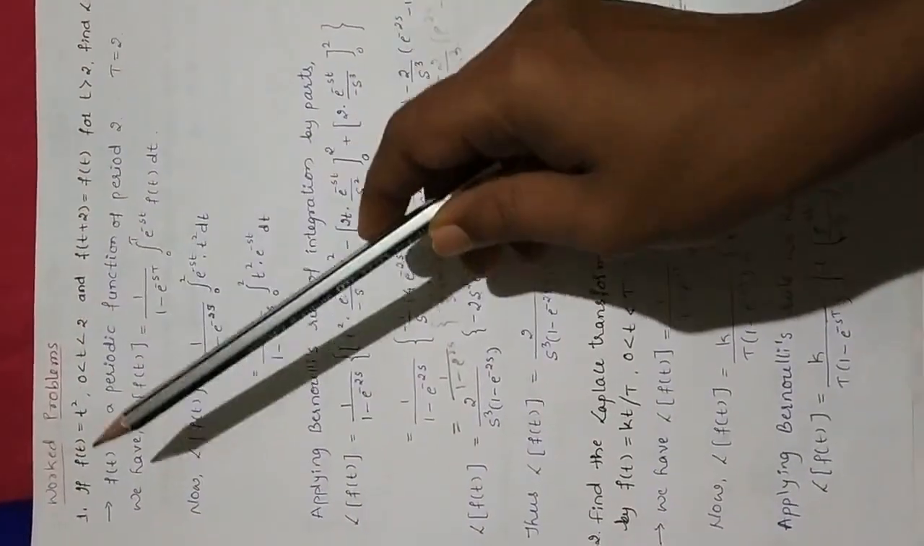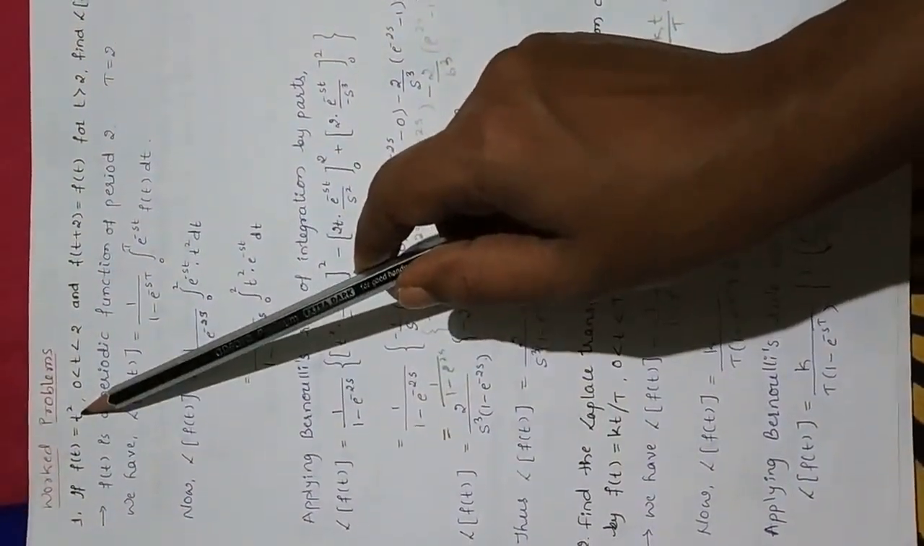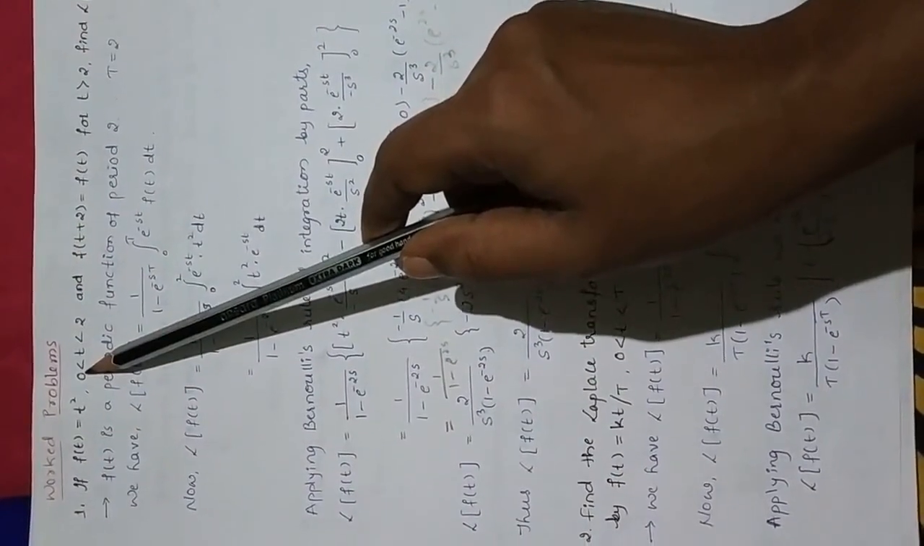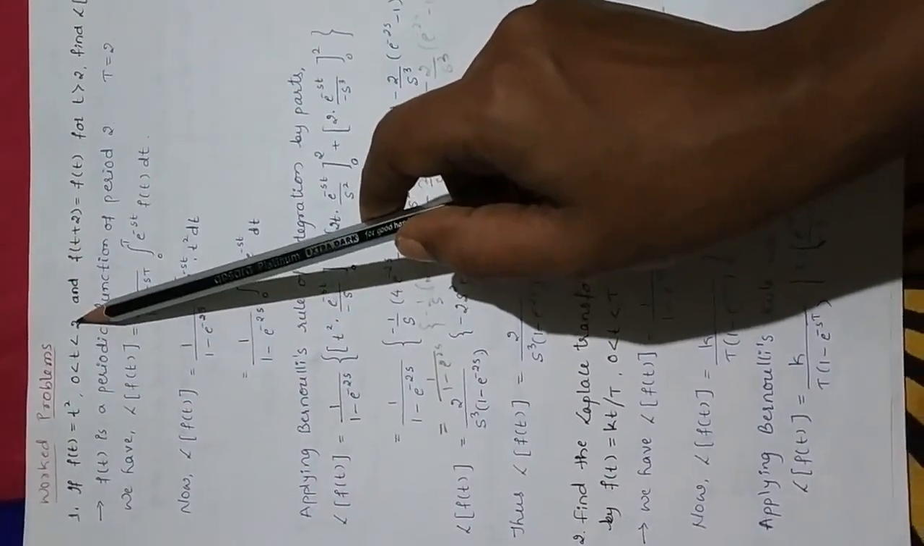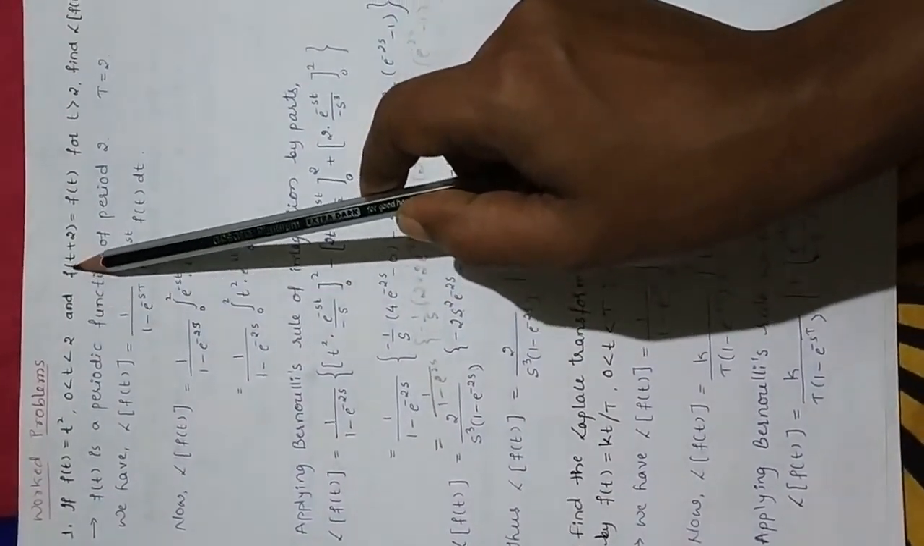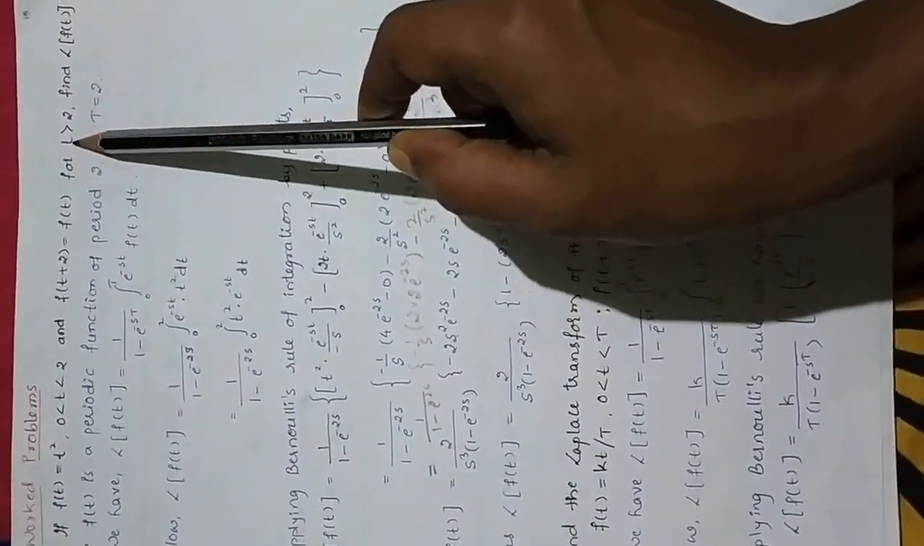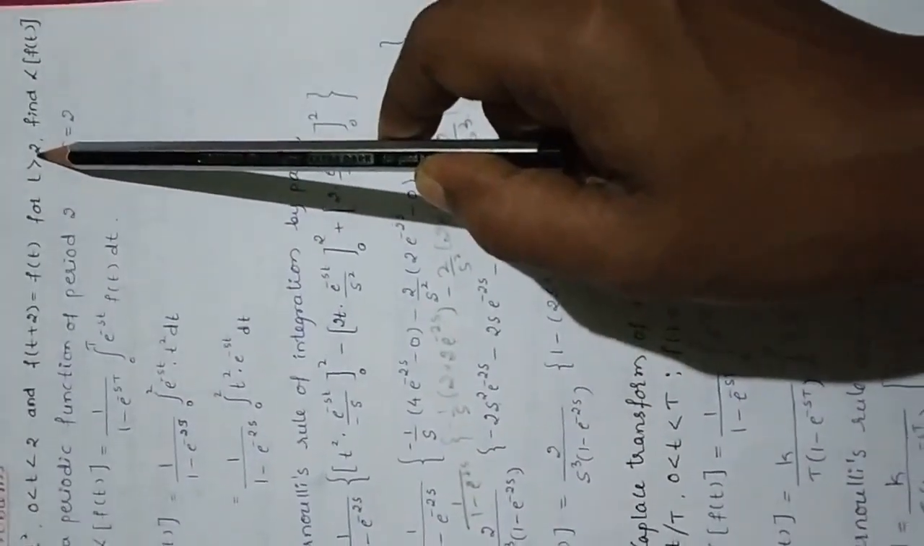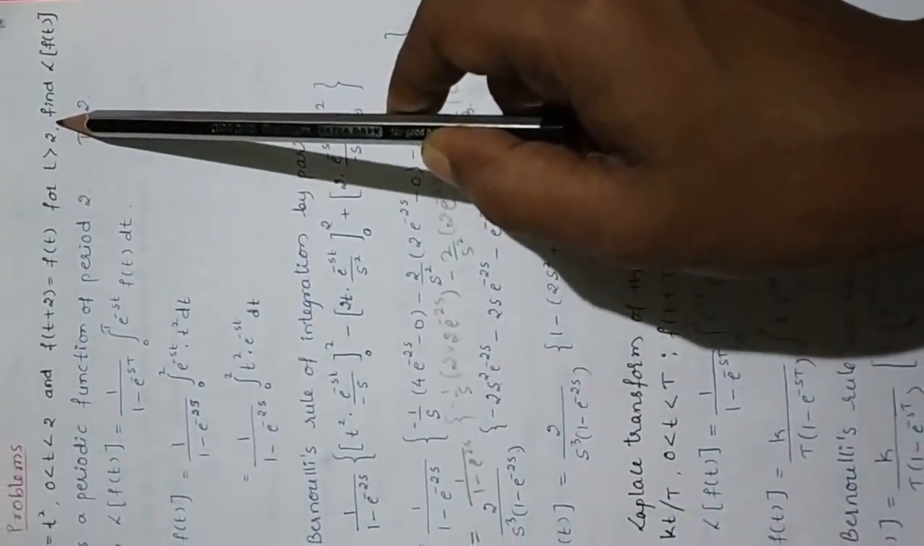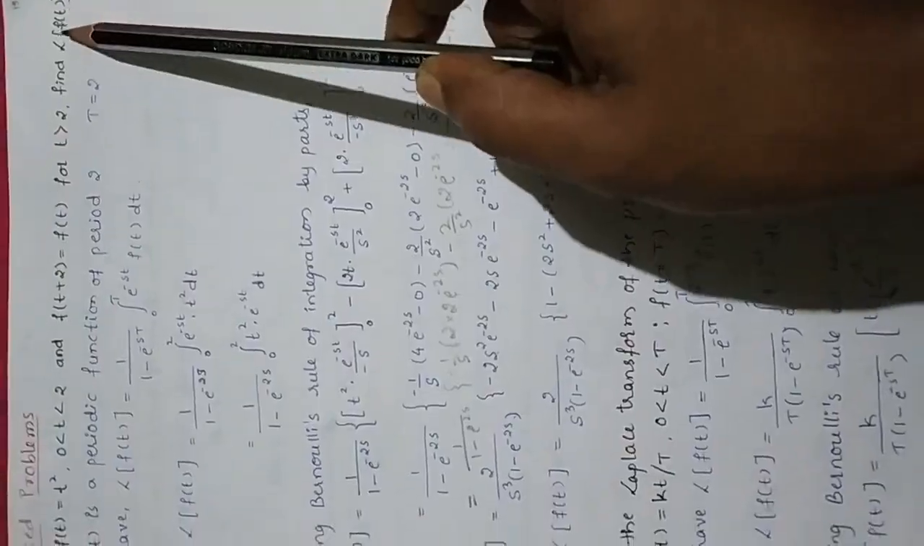Okay, let's go for the problem. If f(t) = t², with the period given as 0 < t < 2, and f(t + 2) = f(t) for t > 2, find L{f(t)}.